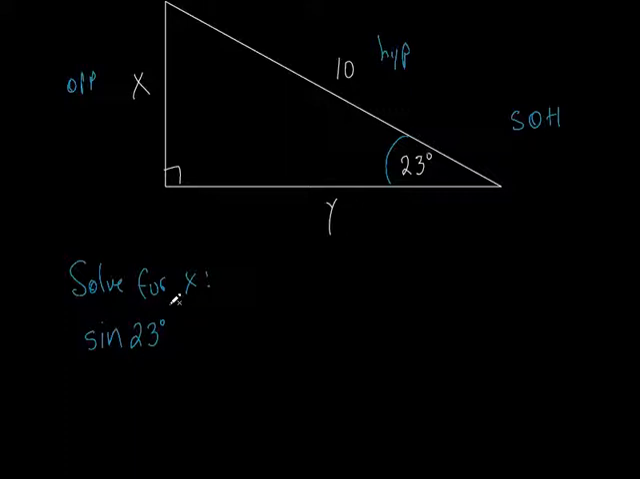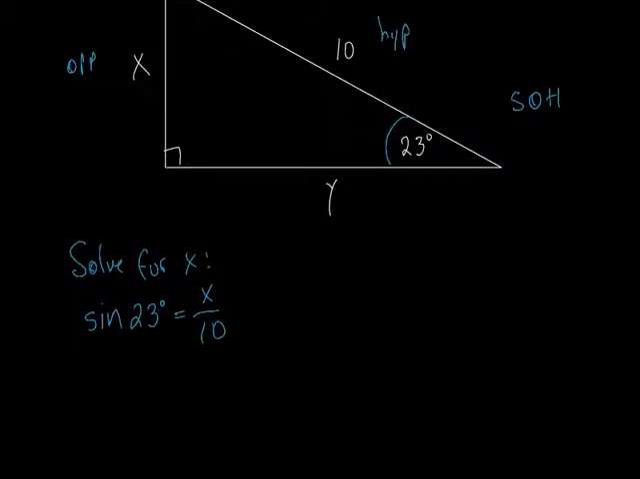Everybody see that? Someone in the other class said take the sine of x. No, you can't take the sine of x. You can't take the sine or the cosine or the tangent of one of the lengths of the sides. You can only take it of the angle. So it's the sine of the angle equals what over what? Opposite over hypotenuse, or x over 10. That's right.